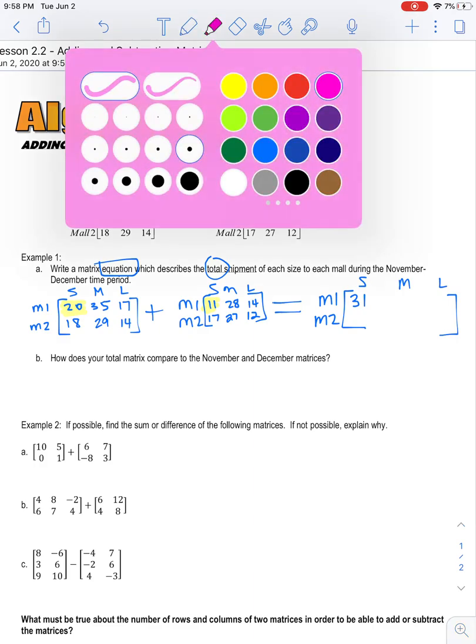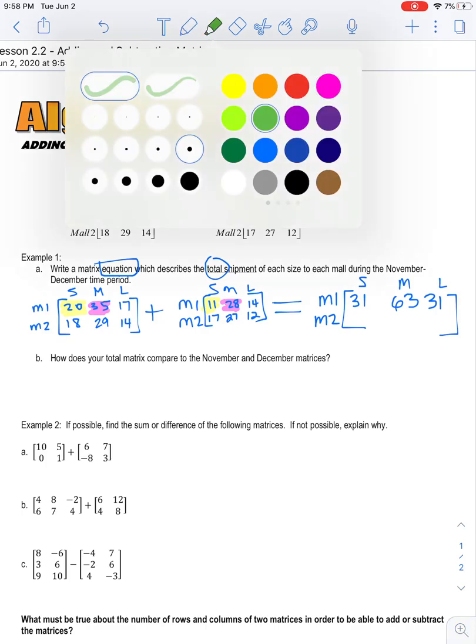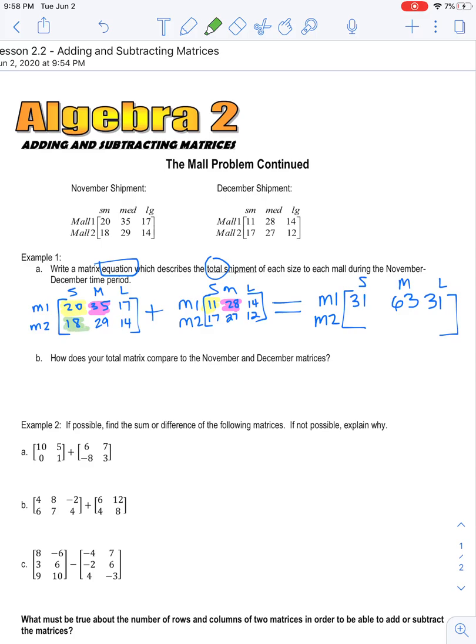Let's move across to medium for mall 1 where I have 35 and 28. So if you add 35 and 28 together, you will get 63 for that total. Then we have in row 1 just the large shirts remaining, so 17 plus 14 would be 31. Let's go ahead and move on to row 2. I'll highlight the smalls for mall 2 in green. So notice 18 and 17 are in the same spot, and if I add 18 plus 17, I get 35, which goes in row 2, column 1.